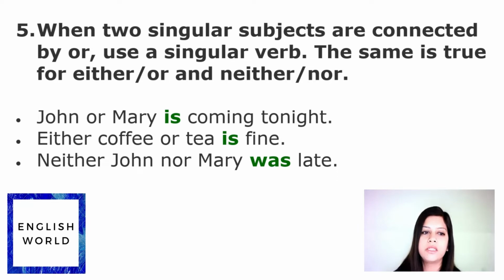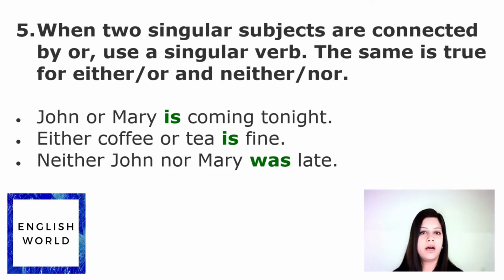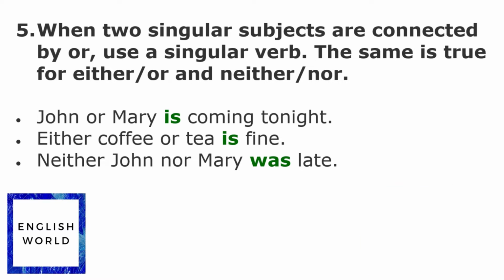Let's read the examples. John or Mary is coming tonight. So either John or Mary will come. That means John or Mary is coming tonight. So we will use is, not are. Are means if you want to say that both of them are coming, we will say John and Mary are coming. That means two people are going to come. But here it is anyone might come. So we will say John or Mary is coming.